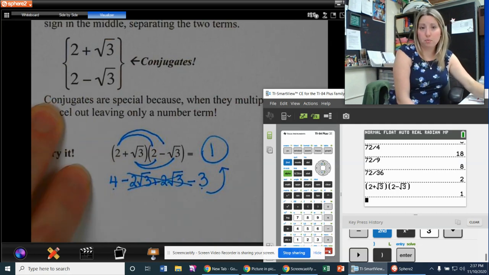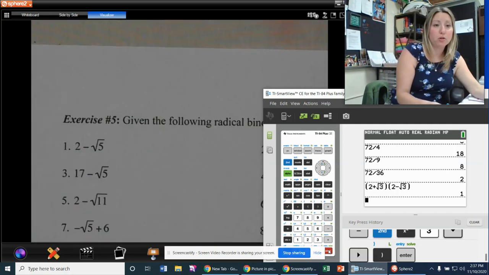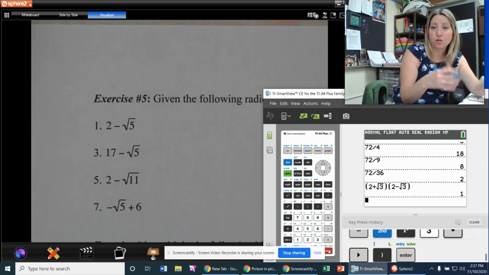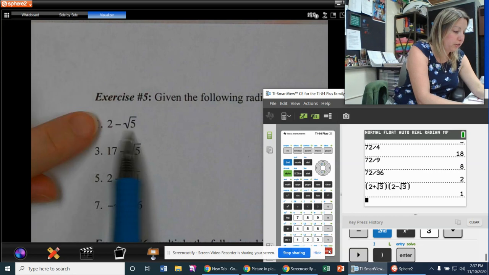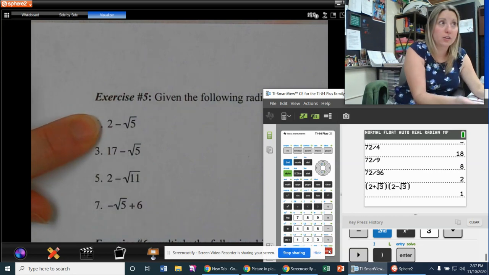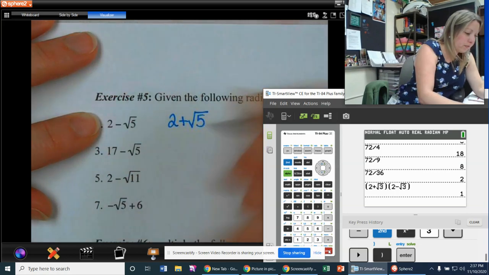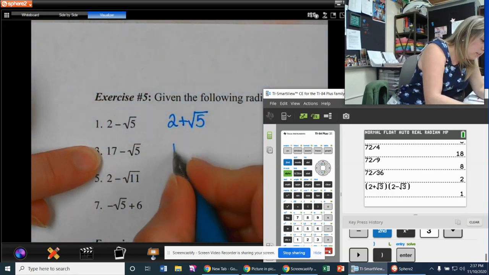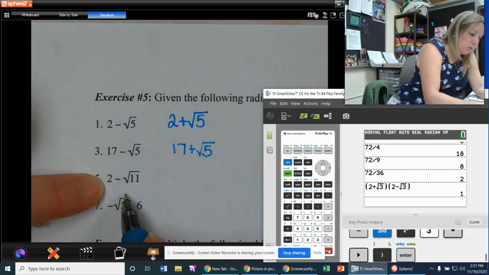What I want you to be able to see when we do these is I want you to be able to create a conjugate if you're given a binomial with a radical in it. So we just need to create a conjugate here. Just change the sign in between them. So 2 plus radical 5 is its conjugate. Just change the sign between them. 17 plus radical 5 is its conjugate.